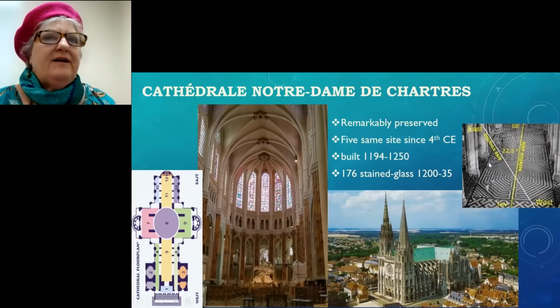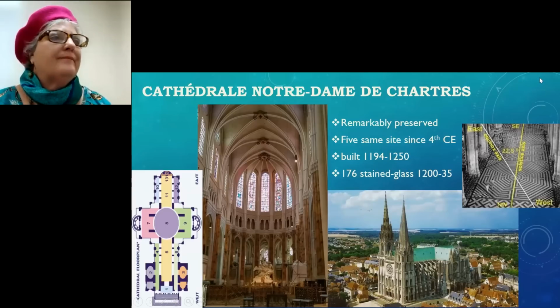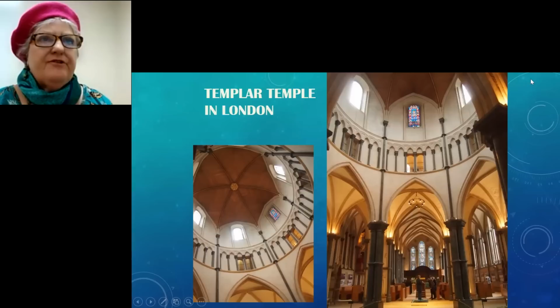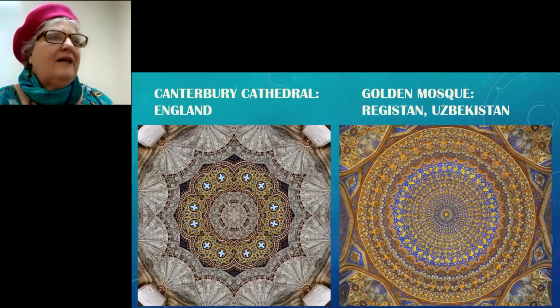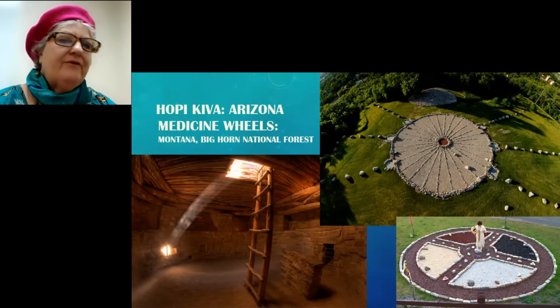This is Notre Dame and some markers indicating where the solstice and equinox points are indicated. A Templar temple in London, and these are always circular structures. Some amazing glyphs in Canterbury and Uzbekistan. The Hopi Kiva in Arizona and two medicine wheels.